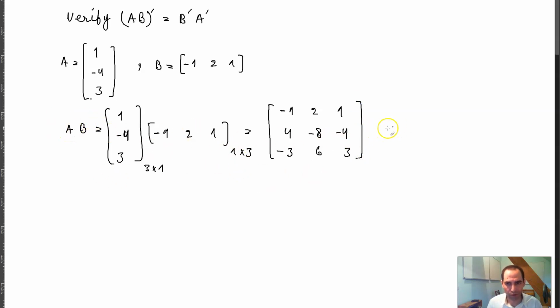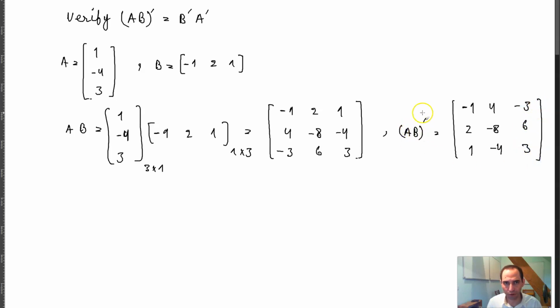Now (A times B) prime is the transpose of this matrix, which is negative 1, 2, 1, 4, negative 8, negative 4, and negative 3, 6, and 3. That is (AB) prime.